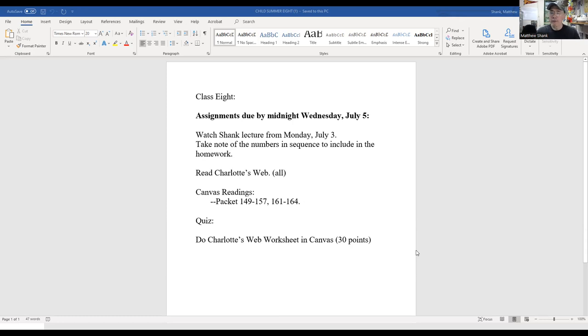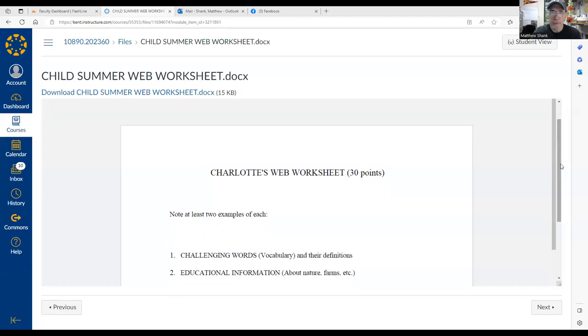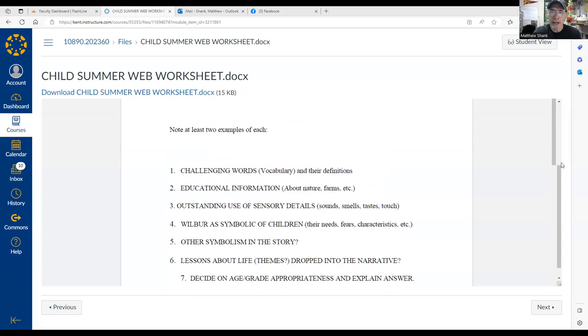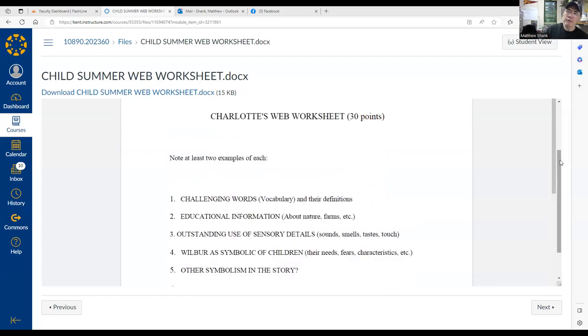And then here is the quiz that you'll do on your own and turn in by midnight on Wednesday. And it has to do with Charlotte's Web. I call it the Charlotte's Web worksheet. And again, this will be worth 30 points. And it's probably a good idea, instead of reading the book and then doing this, to keep this in mind as you're reading, and as you see examples of each of these, you can fill in the gaps as you're reading.